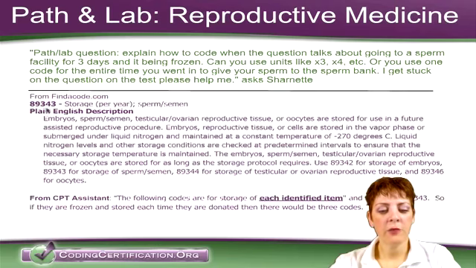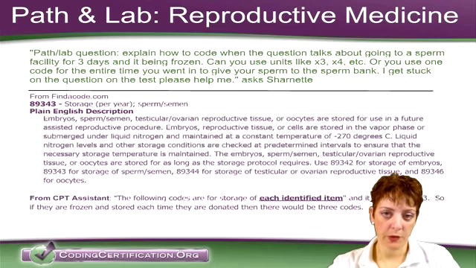and I looked up 89343. Part of what they have is this plain English description, which is really cool. And it just talked about what's actually being done with these types of procedures. Also within it, I could go to the CPT Assistant and found that it said the following codes are for storage of each identified item. And in that list was the 89343. So the conclusion is if they're frozen and stored each time they're donated, then there would be 3 codes.